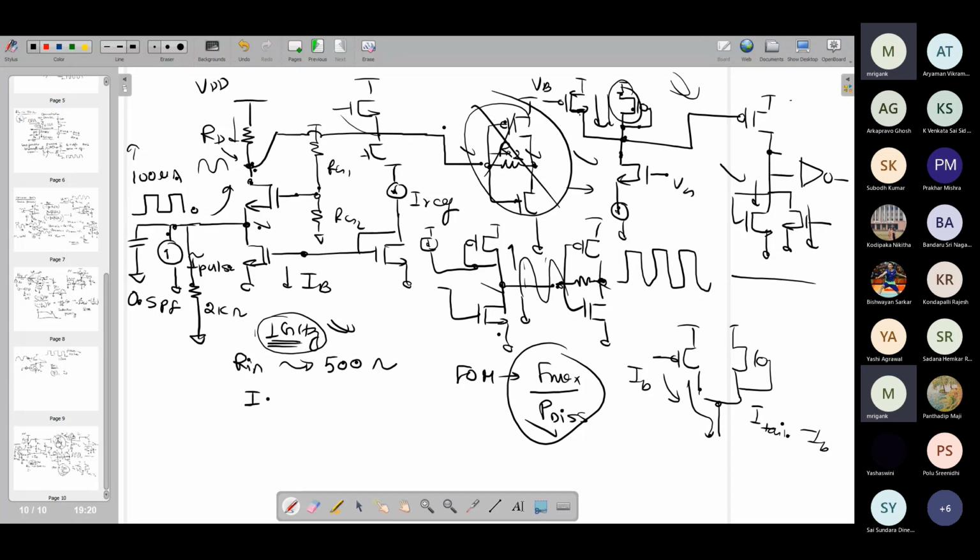Is that clear? In the literature, how good a design is determined by a figure of merit, which includes some of the essential specifications. Here I have included two specifications: what is the F max and what is the power dissipation. Depending on the application, you may have some other numbers also, like linearity or noise, etc., that we are not considering right now.